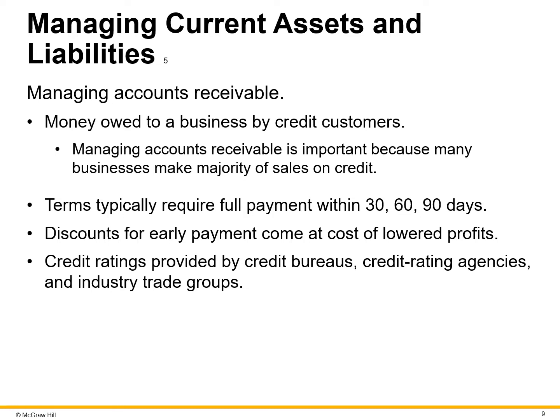Each credit sale represents an account receivable, which is a payment owed to a business from the credited customers. Many firms offer discounts on purchases if they pay the invoice early. Discounts make cash flow through the firm faster, but also reduce profitability. Profitability of accounts receivable is affected by the type of customer to which the business extends credit. Information on company credit rating is provided by the credit bureau, credit rating agencies such as Dun & Bradstreet, and industry trade groups.